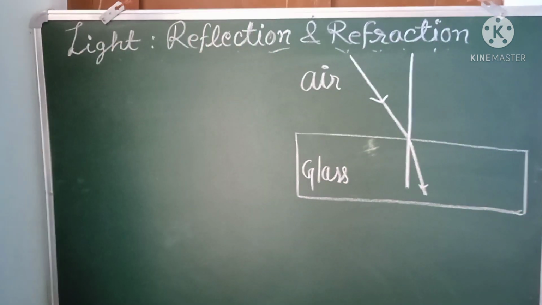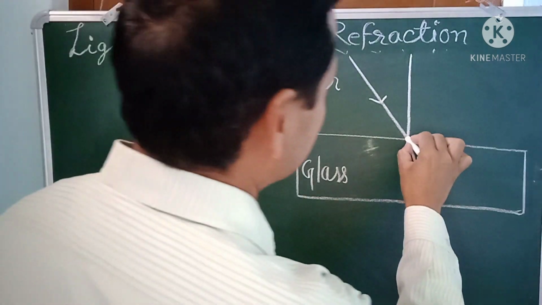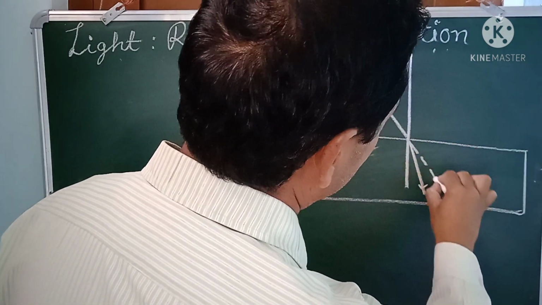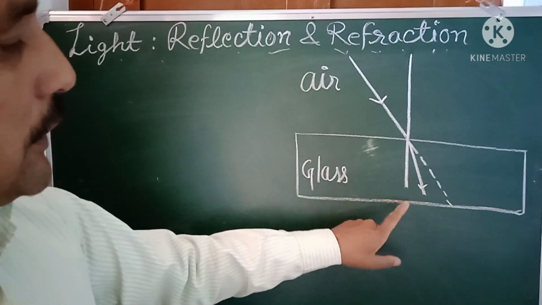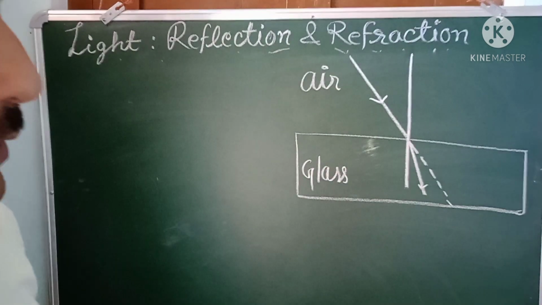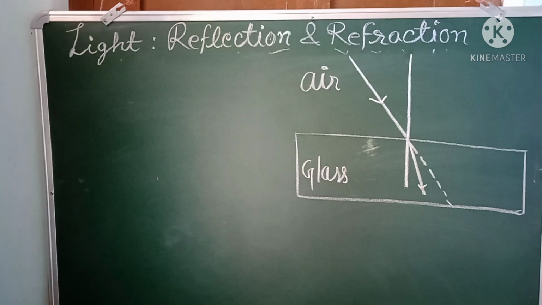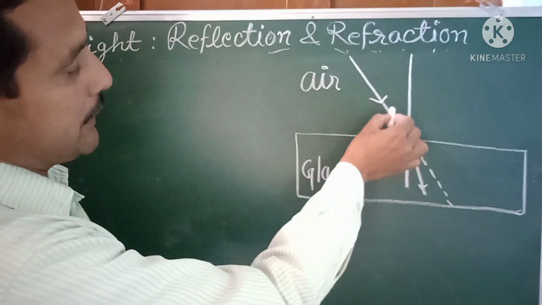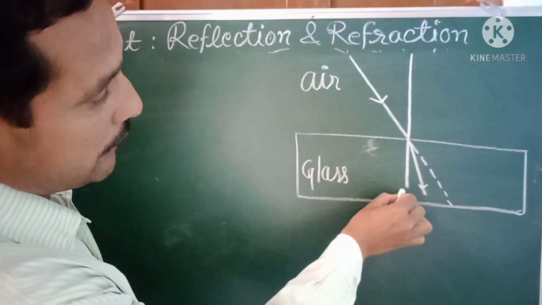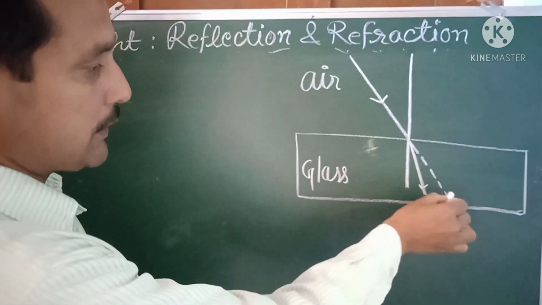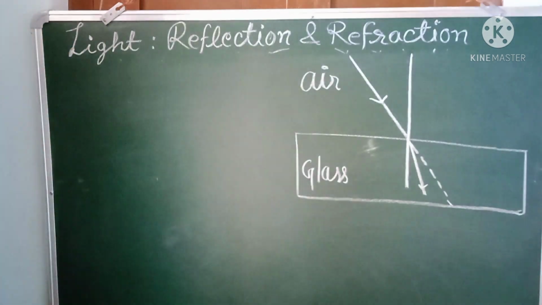The original path of light was in this direction, but the light travels along this path. This phenomenon is known as refraction. So what is refraction? When a light ray travels obliquely from one transparent medium to another, its direction of propagation changes, which is called refraction of light.